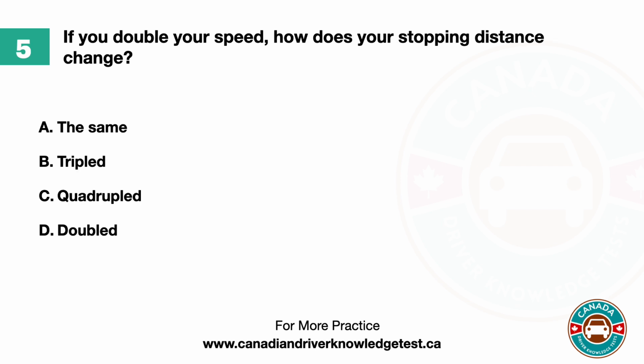Question 5. If you double your speed, how does your stopping distance change? A. The same. B. Tripled. C. Quadrupled. D. Doubled. The answer is C. Quadrupled.